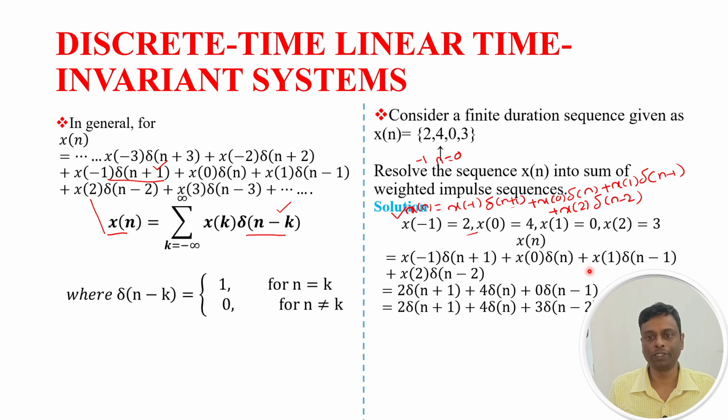Any arbitrary discrete time signal x of n can be expressed in terms of the weighted impulse sequence. These are the weights: 2, 4, 3. So any arbitrary input discrete time sequence can be expressed in terms of the sum of the weighted impulse sequences.